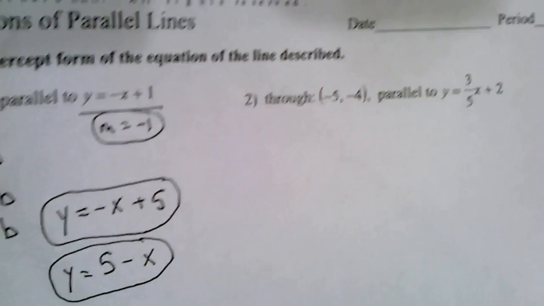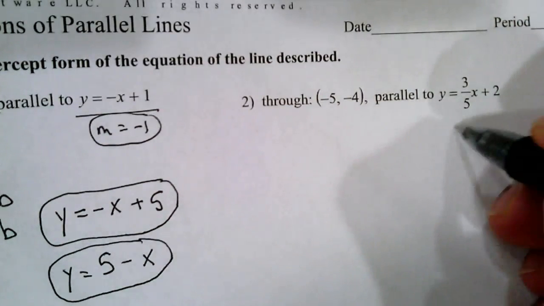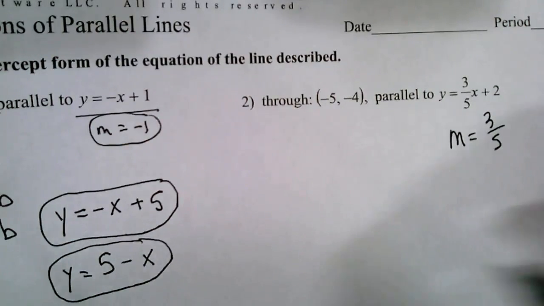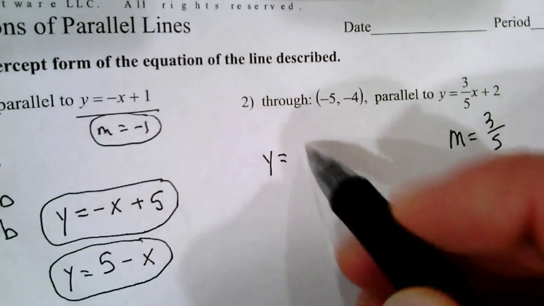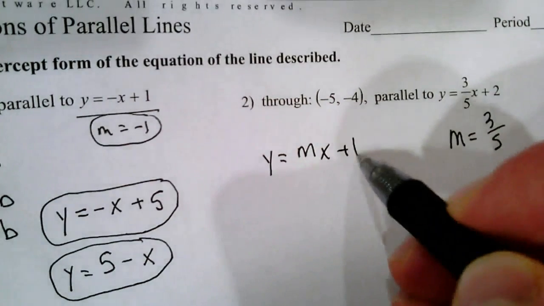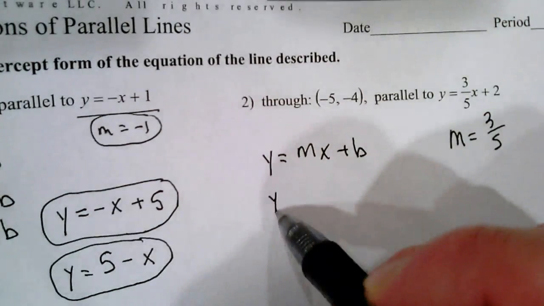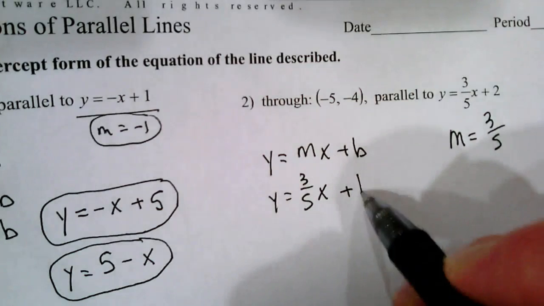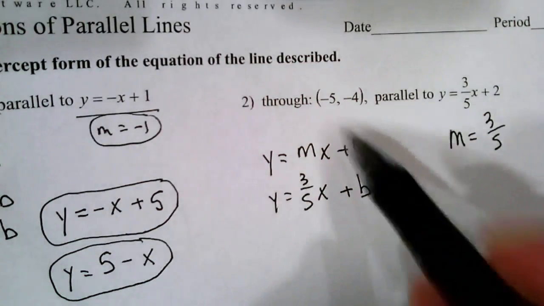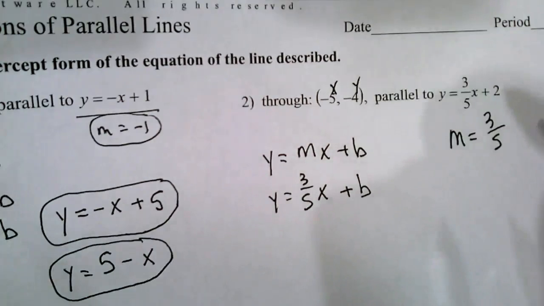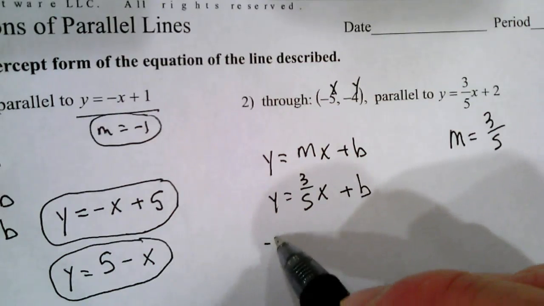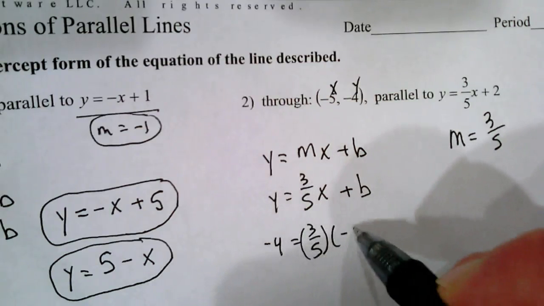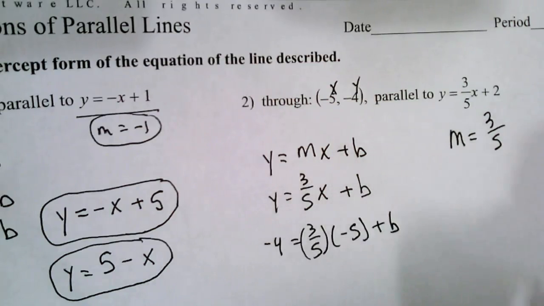So in this case, the slope of our line is going to be the same as this parallel line here, or 3/5. So we set up our equation, y equals mx plus b. We know the m, y equals 3/5 x plus b. And now we know at least one x and y. So we substitute those. Negative 4 equals 3/5 times negative 5 plus b.